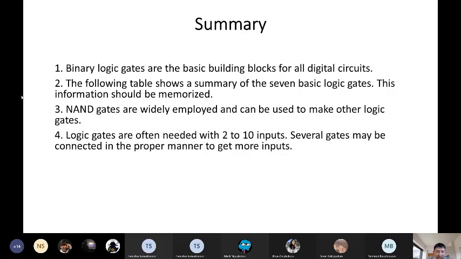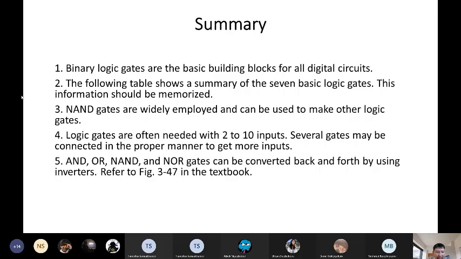Logic gates are often needed with 2 to 10 inputs. So several gates may be connected in a proper manner to get more inputs. I show you, for example, how you can get a 4 input AND gate by using 3 AND gates with 2 inputs. AND, OR, NAND, and NOR gates can be converted back and forth by using inverters. So refer to figure 3.47 in the textbook, and also you can see it in these slides.